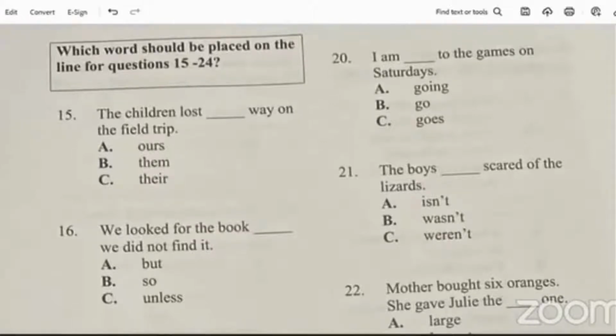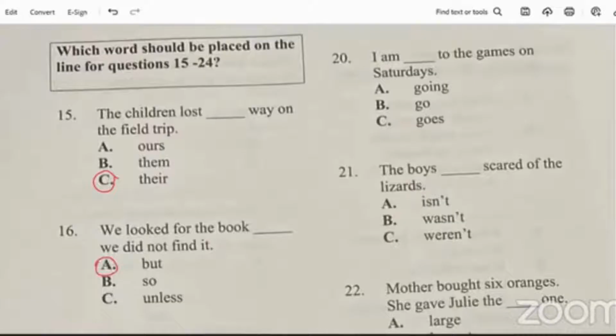Question 15 says, the children lost blank way on the field trip. Is it lost ours way, lost them way, or lost their way? The answer is C, lost their way. Question 16, we looked for the book blank, we did not find it. We looked for the book, but we did not find it, so we did not find it unless we did not find it. The answer is A, but.